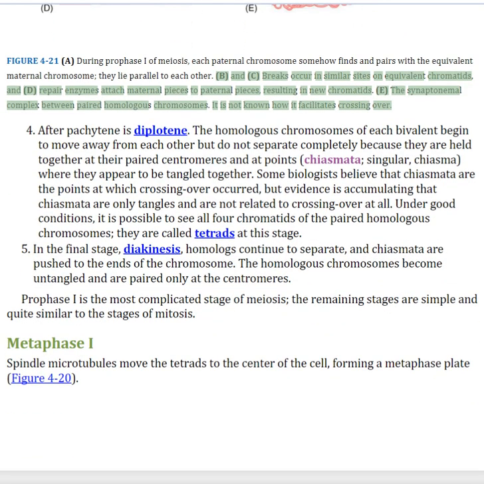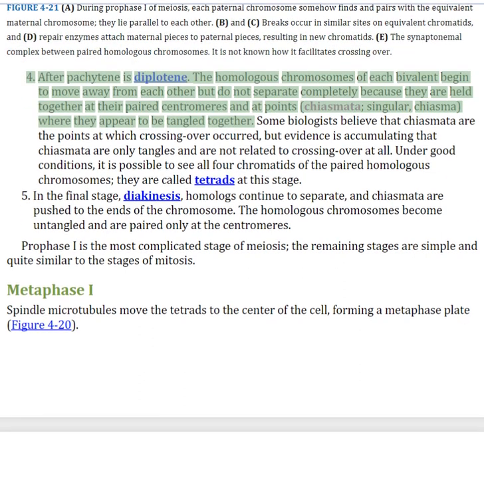And breaks occur in similar sites on equivalent chromatids, and repair enzymes attach maternal pieces to paternal pieces, resulting in new chromatids. The synaptonemal complex is between paired homologous chromosomes. It is not known how it facilitates crossing over. 4. After pachytene is diplotene.